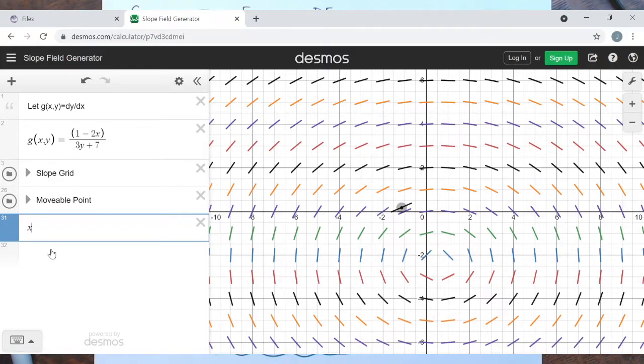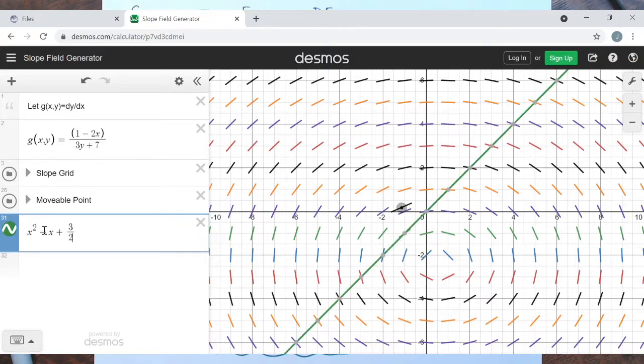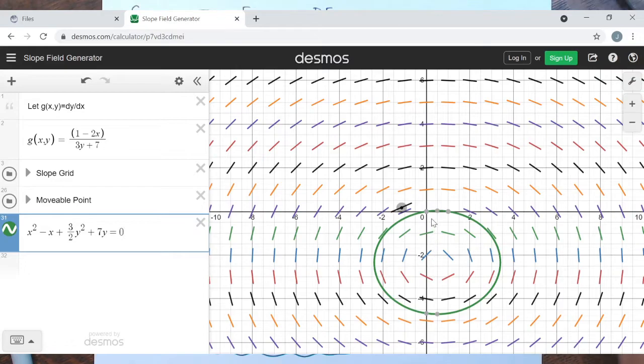So our implicit solution looked like this: x squared minus x plus 3 halves y squared plus 7y, and then equals some constant. I'll just use 0 for now, but you could change it to anything you want. And it's taking some time here. And there you go, look at this, see? So here's one solution curve. It's kind of ellipse shaped. And you see how it's following the direction of all these slope lines, all these little lineal elements. It looks like it's following in those directions. Looks good.